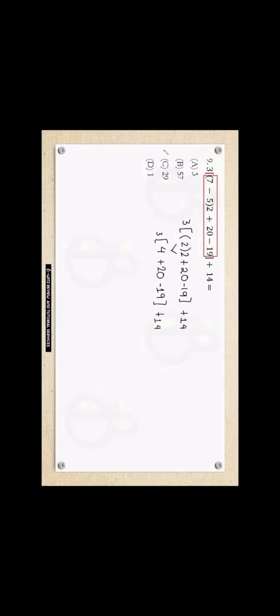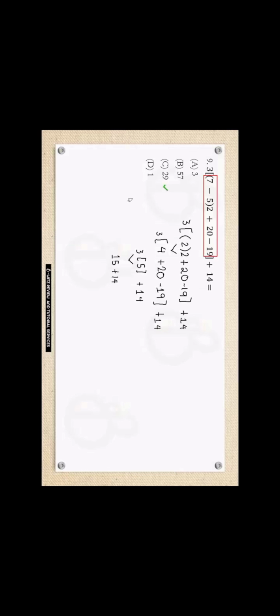Now we need to apply the given operations from left to right. Adding these two will give us 24. Then finally subtract 19. So 24 minus 19 will give us 5. And as you can see, we only have a single number inside our bracket, meaning that we can multiply 3 and 5 here. And that will give us 15. Finally, adding it to 14 will give us the final answer, which is letter C. So the correct answer here is 29.